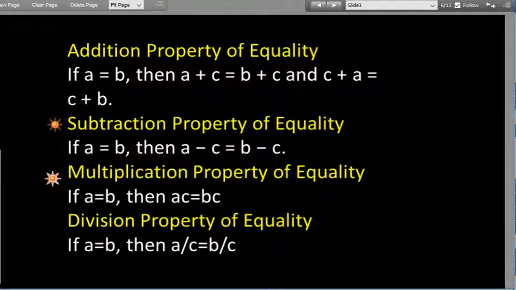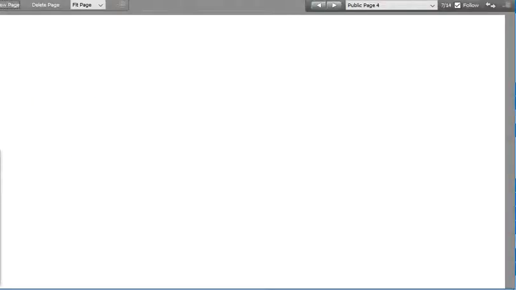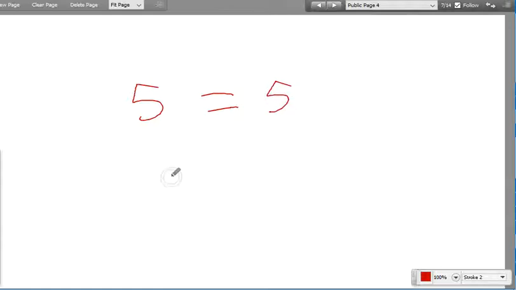The multiplication property of equality says that if we have an equation and one side is equal to the other side, if we multiply both sides by the same number, it's going to keep the equation equal. Okay, so let me show you an example of the multiplication property of equality. So let's say we have 5 equal to 5, and let's say we times the left side by 2.